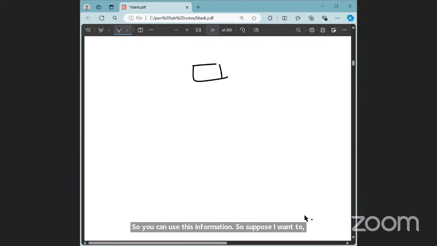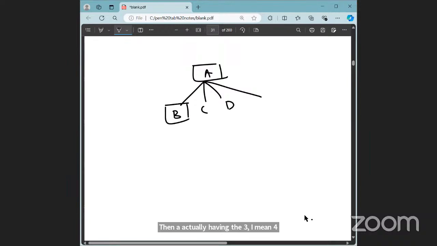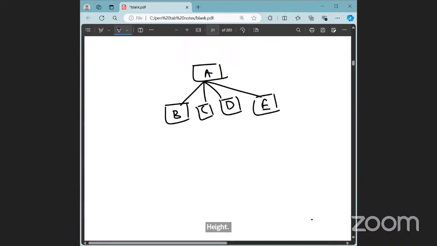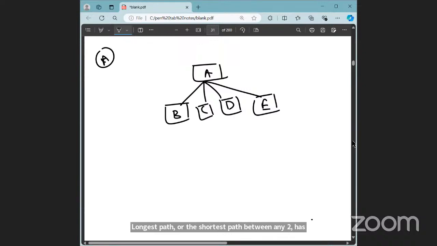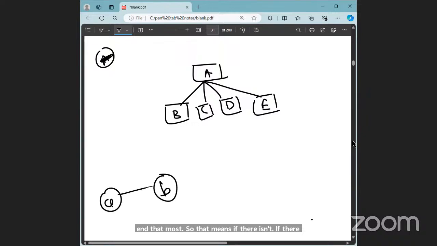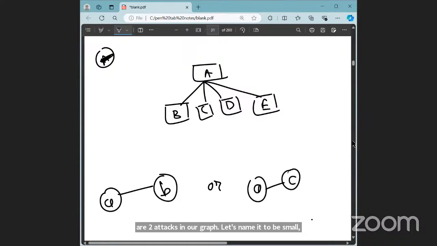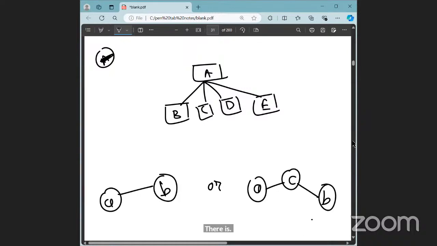So I'll start my BFS tree with any vertex, name it A. Then A has 4 neighbors, so let's name them B, C, D, E. And the second fact says that the shortest path between any two vertices has length at most 2. So if there are two vertices in our graph, let's name them small a and small b, then either they are connected by an edge or there is one intermediate vertex which connects B and C.